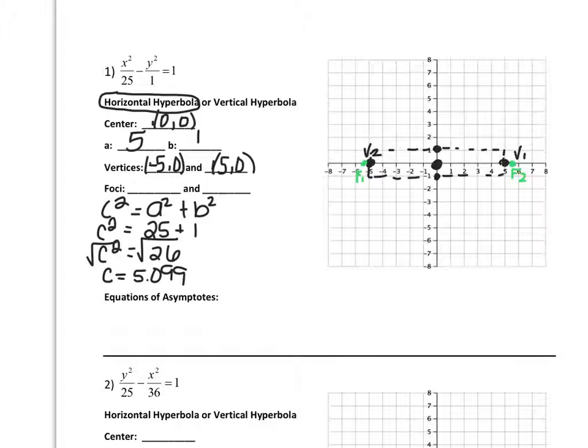Okay, before we can get into the equations of asymptotes, we need to review the equation of a line. So y equals mx plus b is the equation of a line. M is my slope, and b is the y value of the y-intercept.